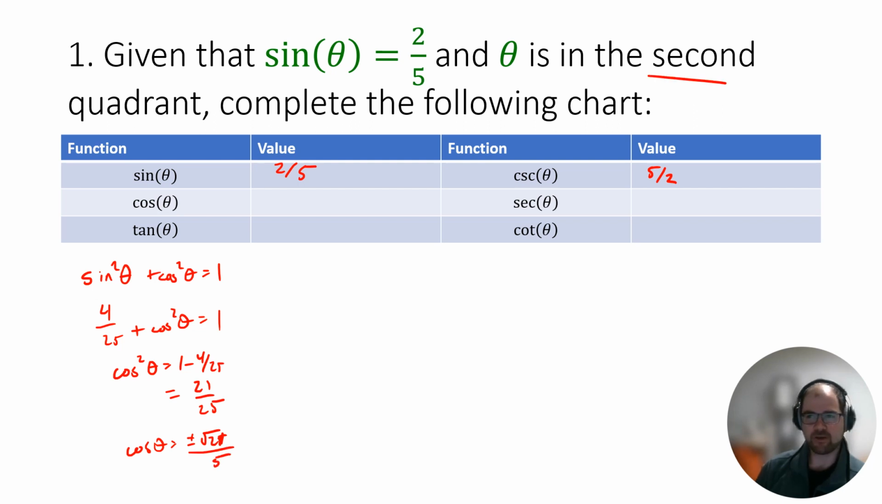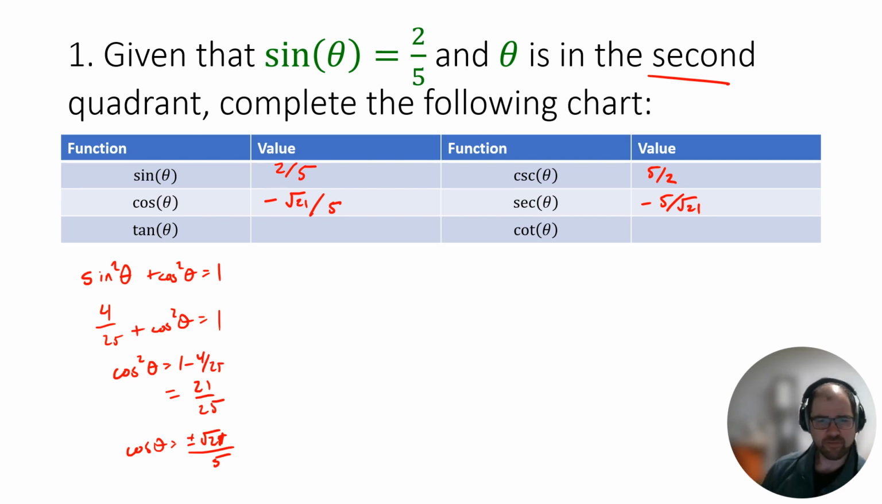And since we are in the second quadrant, that means cosine of theta is negative. So the cosine of theta is minus root 21 over 5. We can reciprocate that for secant, for minus 5 over root 21. Remember, I don't care about simplifying radicals in the denominator.